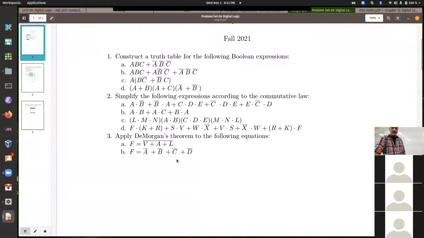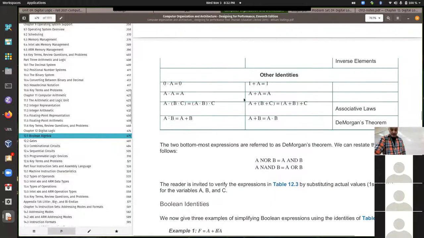Then the third one is specifically about De Morgan's theorem. So let me go quickly back to that one. It's discussed in our textbook. Again, if you wanted to, you should be able to prove to yourself that the relationship works. It's kind of hard to see in my rendering of the textbook here, but let's prove that to ourselves using a truth table real quickly.